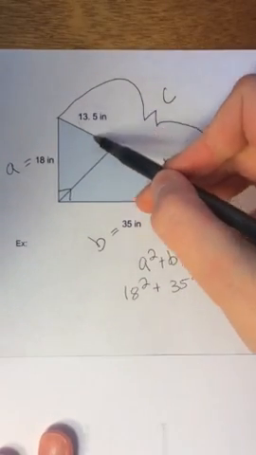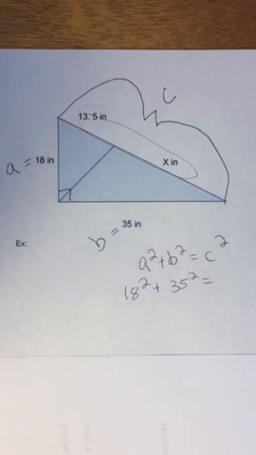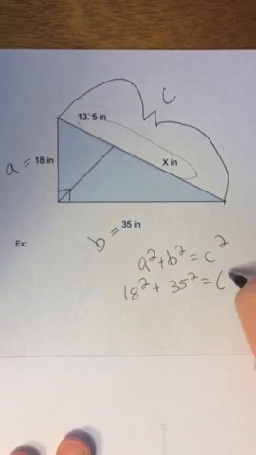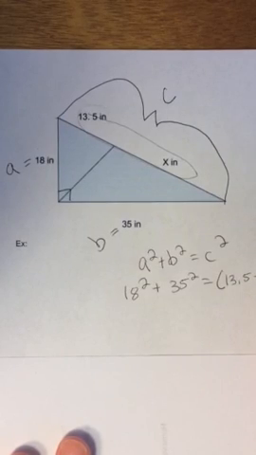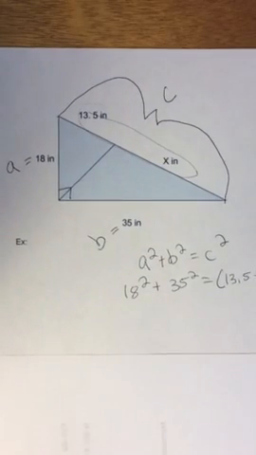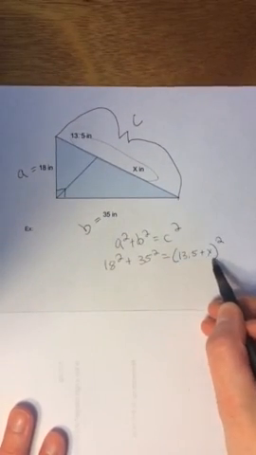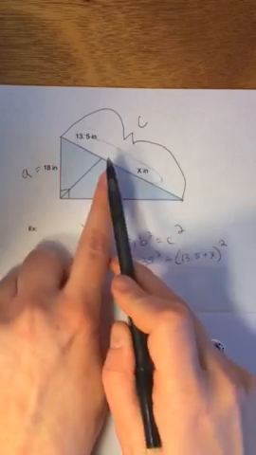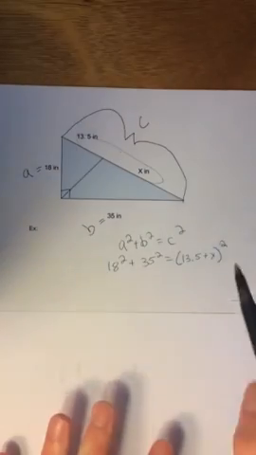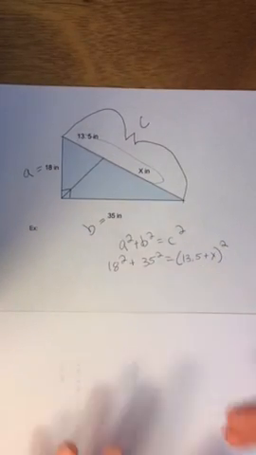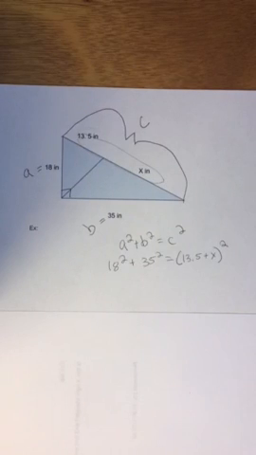How can I find the length of C? I have to add those two together. So I'm actually going to put that in parentheses. 13.5 plus X. And I have to square that whole term. Oh, I'm sorry, you guys can't see. So I literally just wrote parentheses 13.5 plus X because that's the length of this whole side, right? I have to add these two together, and I'm squaring that. So I need this in parentheses because there's more than one piece, okay?